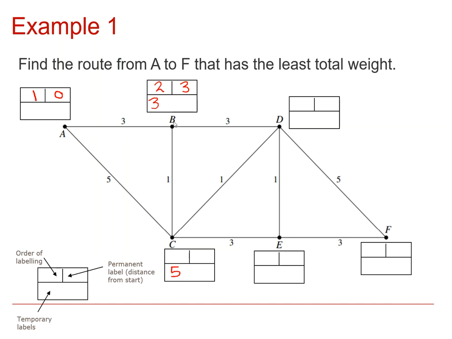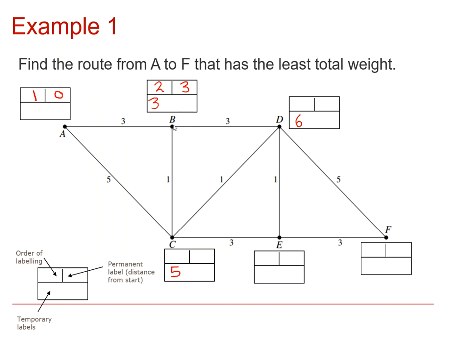I've just made B permanent, so I need to look at everywhere I can get to from B that isn't yet permanent itself and update the temporary labels. So here we have a distance of 3 to get from B to D. Okay, so that means that if I add that 3 on to the distance that we know it is from the start to get to B, that means that I know I can get to D in at most a distance of 6. Okay, so I take that permanent label and I add that weight on to get that temporary 6.